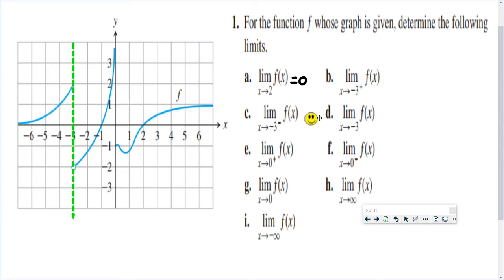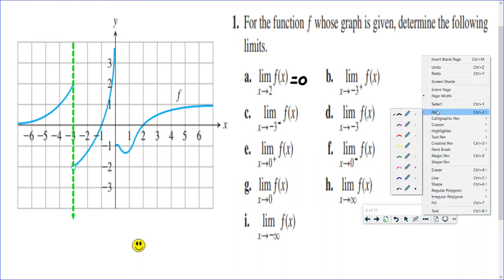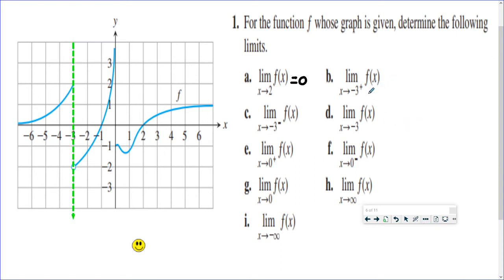So the limit of the function when x approaches -3 from the right side, and the limit of the function when x approaches -3 from the left side. Let's do that here. From the right side, it will be -2. From the left side, it will be 2, as you see. So from the right side is -2, from the left side is 2.